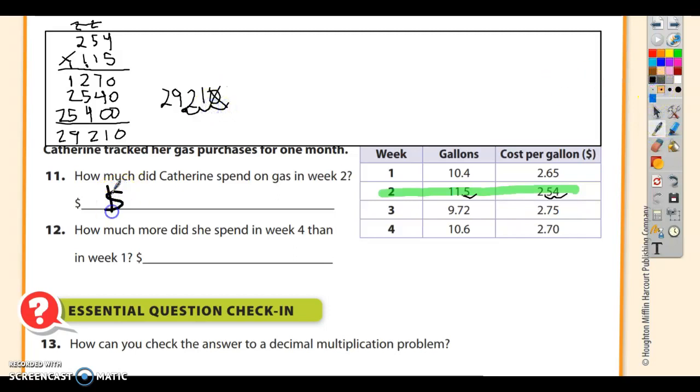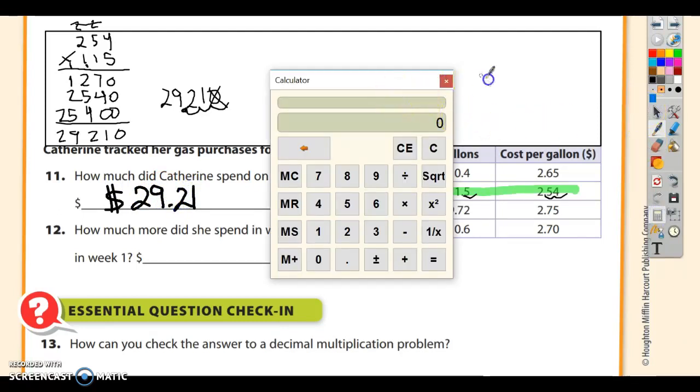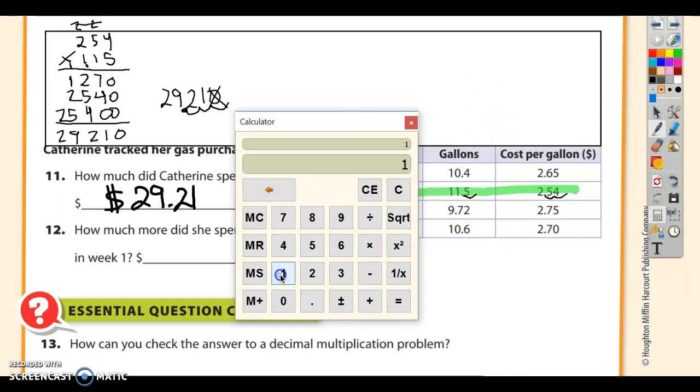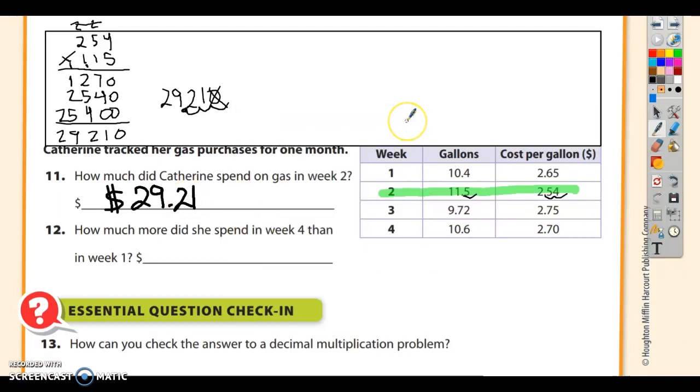My answer is $29.21. I'll model for you. If you're just not sure, you could simply go 11.5 gallons times $2.54, and I should get 29.21. I did. Very good.